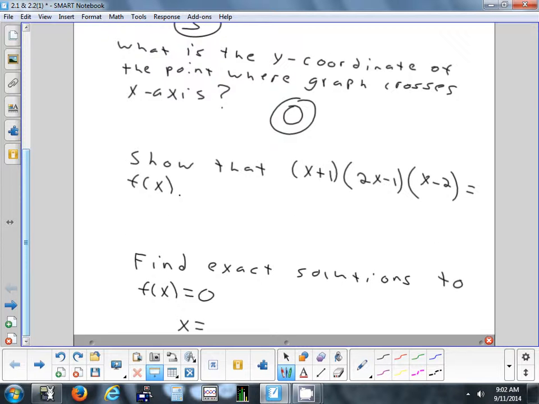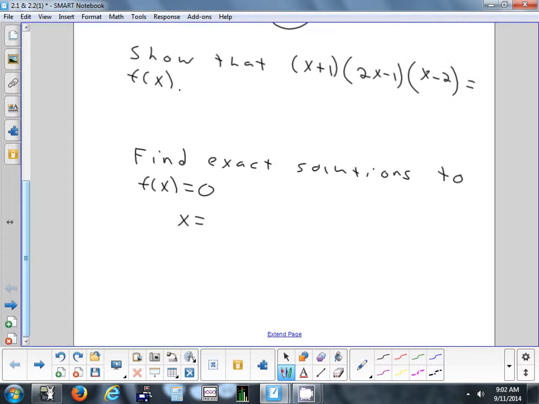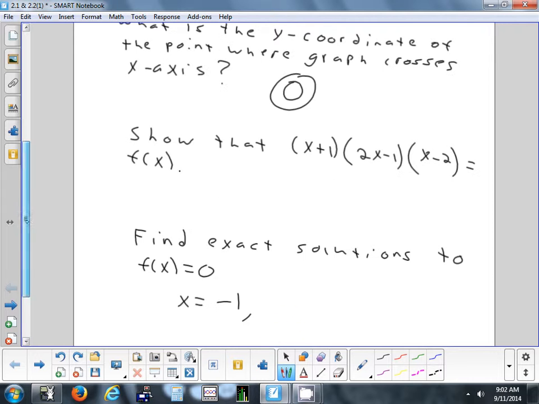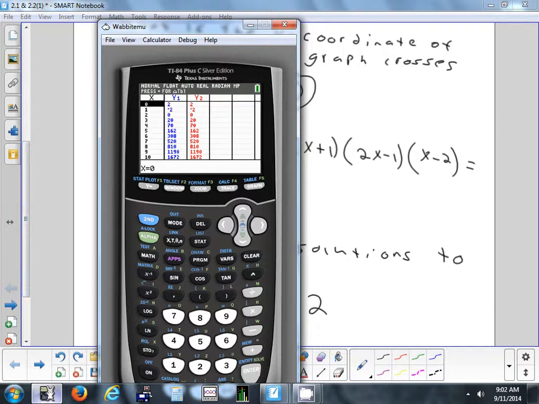What value of x makes the first set of parentheses 0? Negative 1. What value of x would make the second parentheses 0? 1/2. And the third parentheses would be 2. Those are the three answers to that equation.